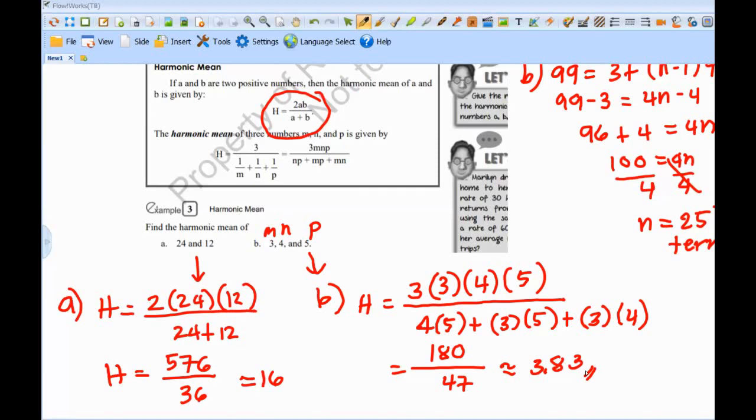Okay? So that's harmonic mean. Don't forget the formula: 2AB over A plus B, or 3MNP over NP plus MP plus MN. That's harmonic means.